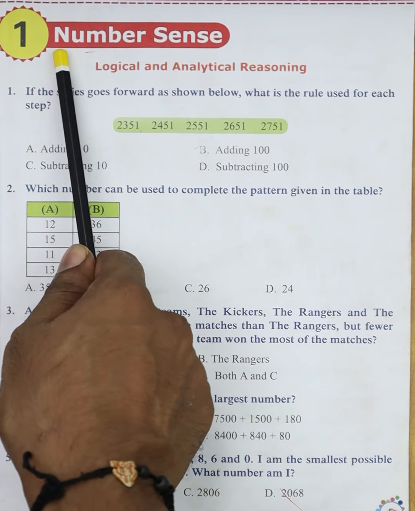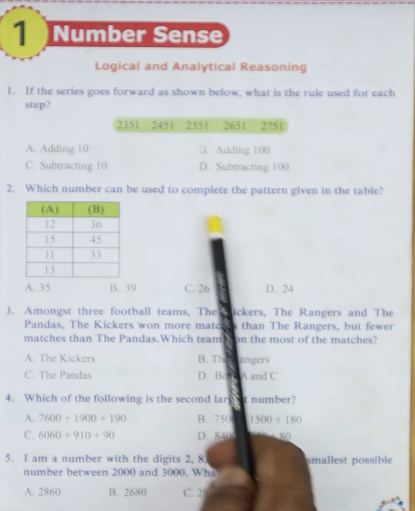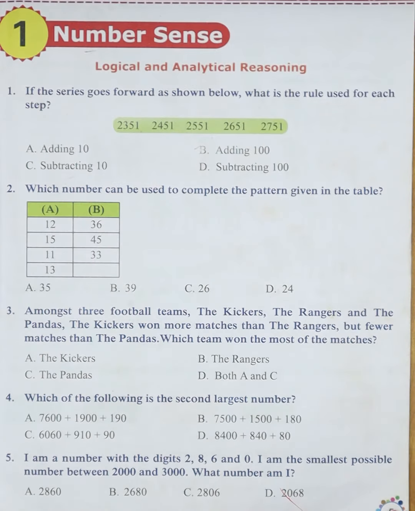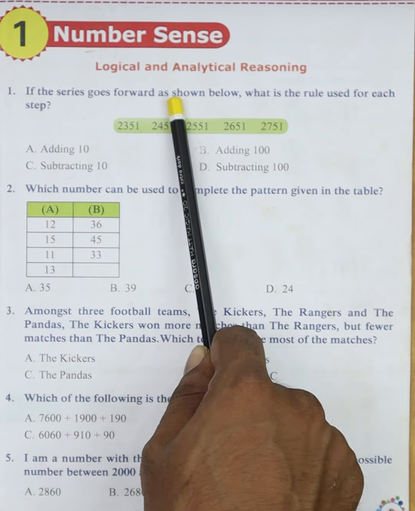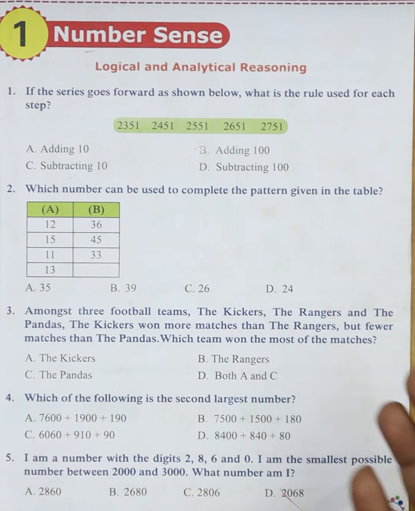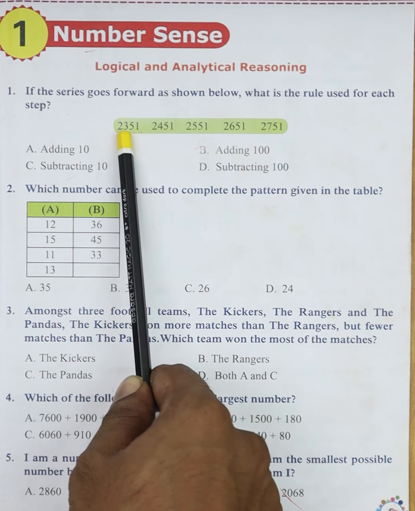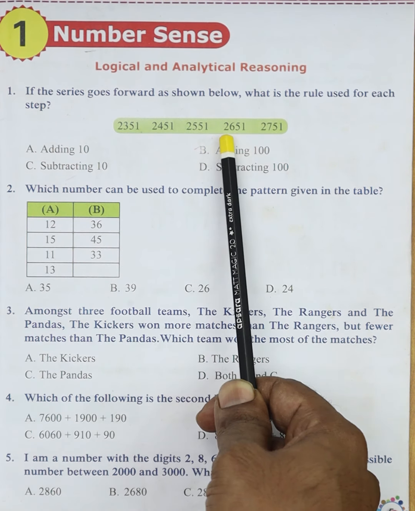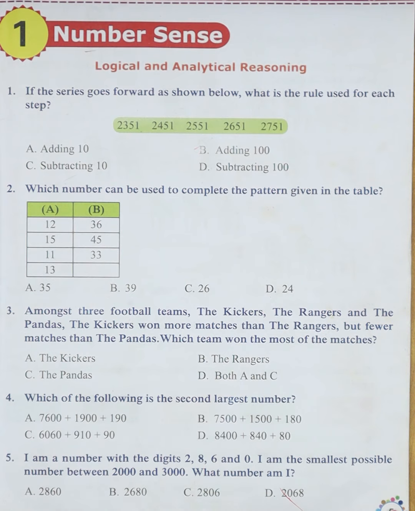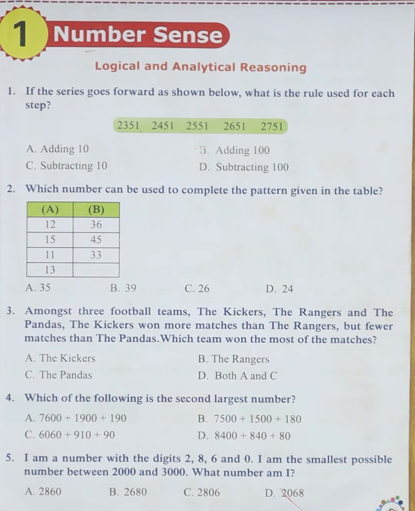So here is the first chapter. So we have number sense, and to start with we have logical and analytical reasoning. So question 1 is, if the series goes forward as shown below, what is the rule used for each step? If you look at these numbers, we have 2351, 2451, 2551, 2651 and 2751. And if we pay close attention to these numbers, they are the increments of 100.